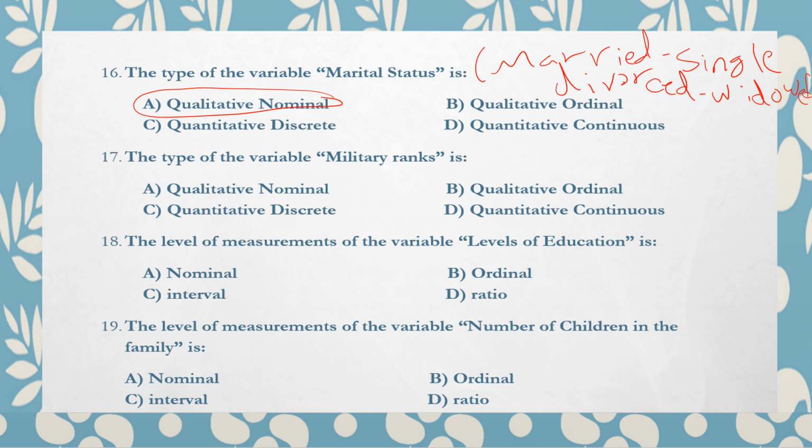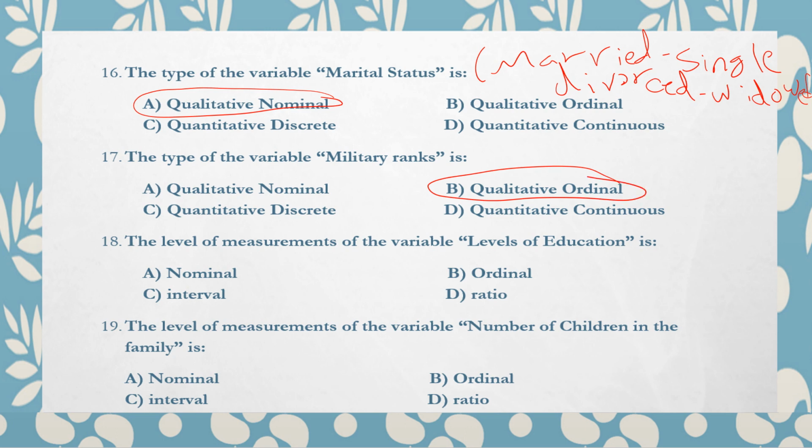The type of variable, military ranks. This type of variable is a non-numeric and categorical data, but can be arranged. So it's a qualitative ordinal data. So the correct answer is qualitative ordinal data, which is B.